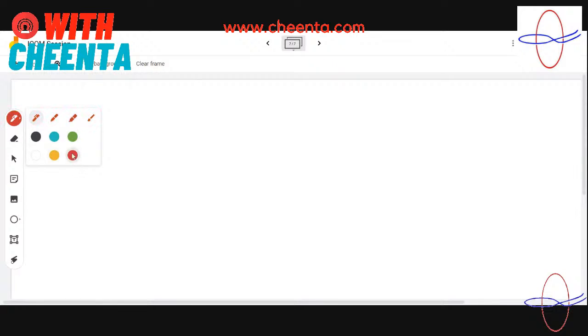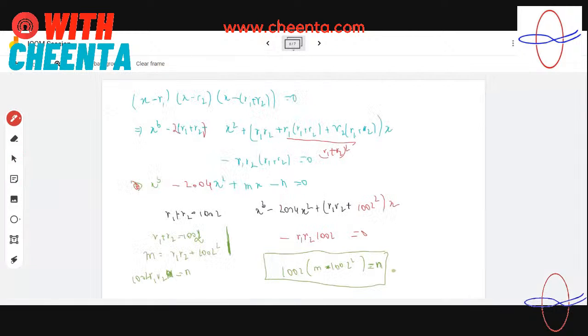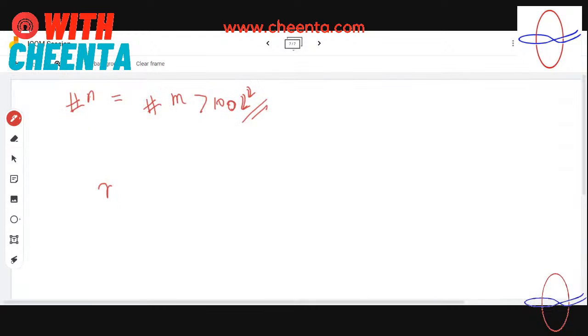So N is therefore... understand, the number of possible values of N is the same as the number of possible values of M greater than 1002 whole square. Okay, that's the idea, right? We have done it. Now let's write down the M equation. M is equal to what? 1002 whole square plus R1 R2, right?